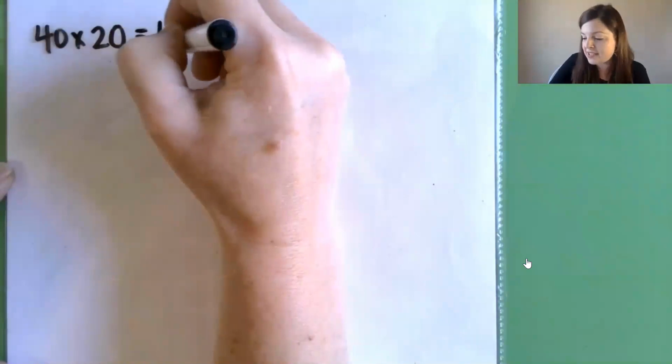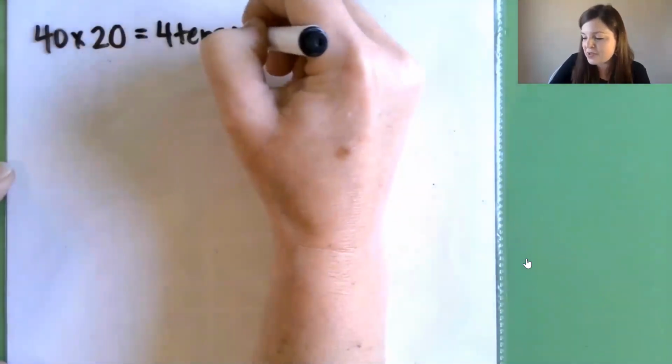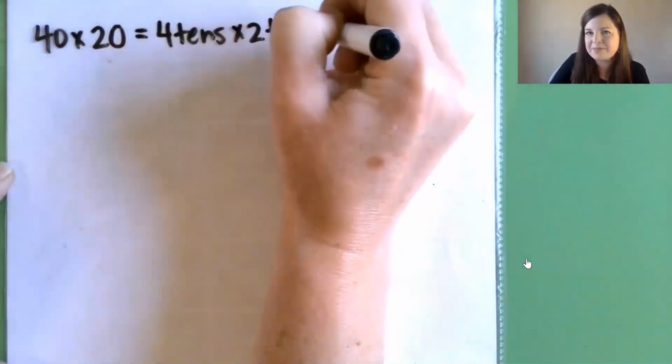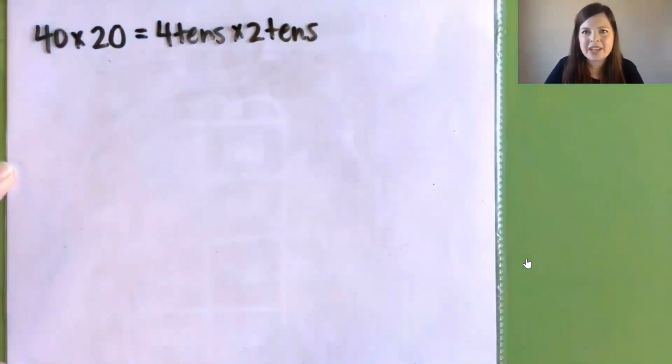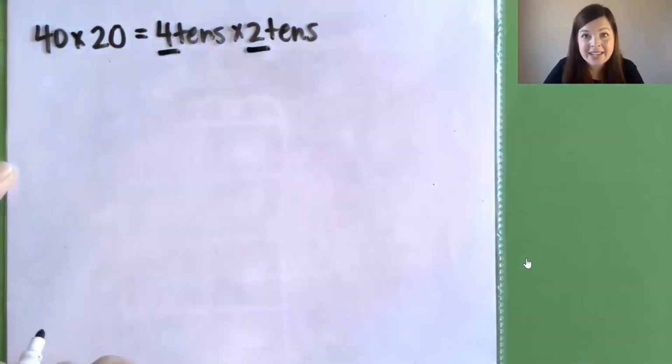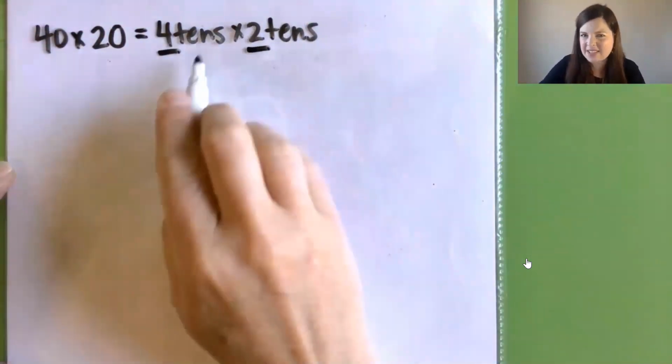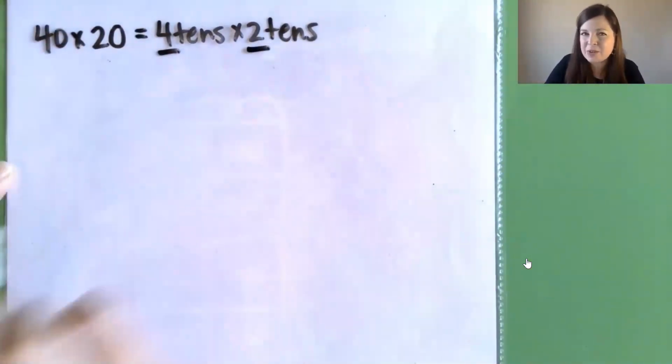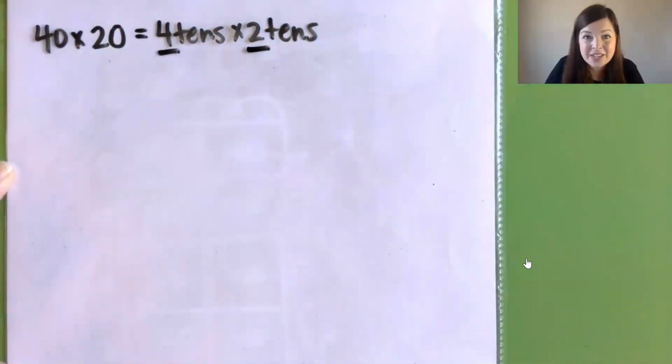4 tens times 2 tens. What do we know that can help us solve? You may be thinking that we know 4 times 2 equals 8, but then what about the tens? What do we need to do with those? Pause the video to think about what we might do with the tens, and then come back and we'll talk about it.